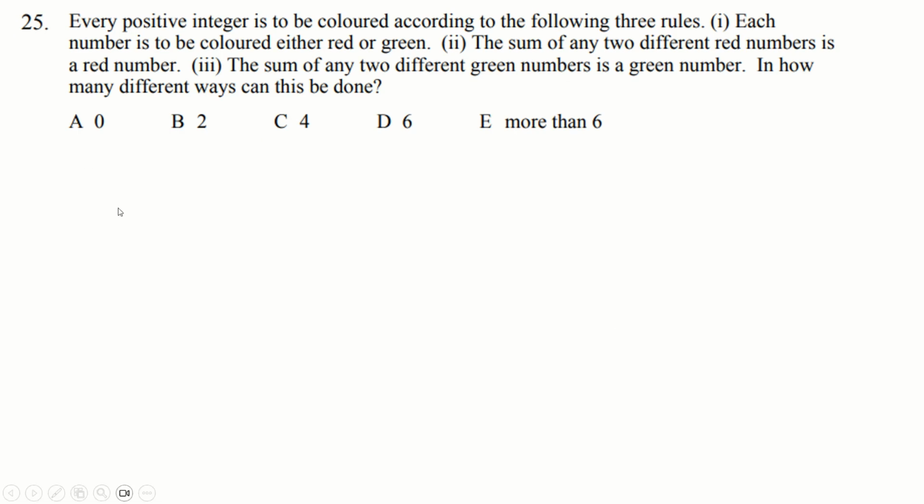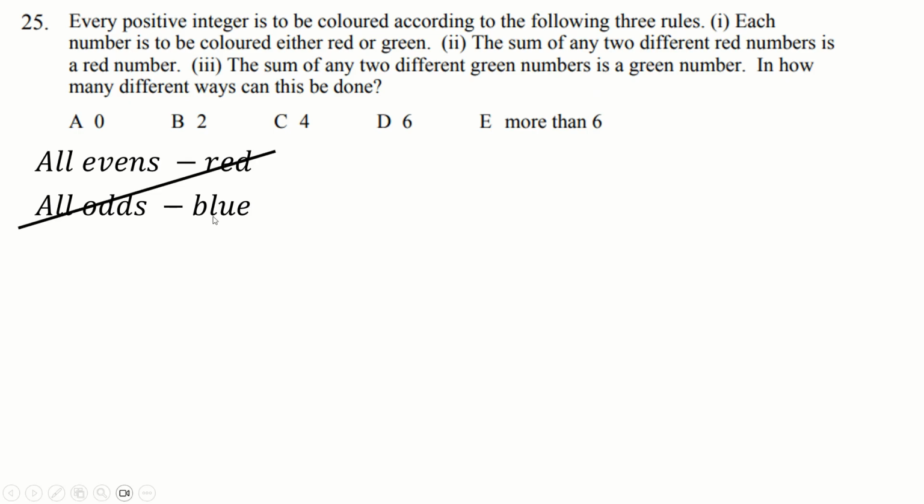And the last question: every positive integer should be coloured red or green, and then they add up. Now, the obvious thing to do here is say, well, evens red, odds green, but that doesn't work because odds plus odds make evens. So, sorry, it should be green, shouldn't it? Not blue, but who cares? So that doesn't work at all.